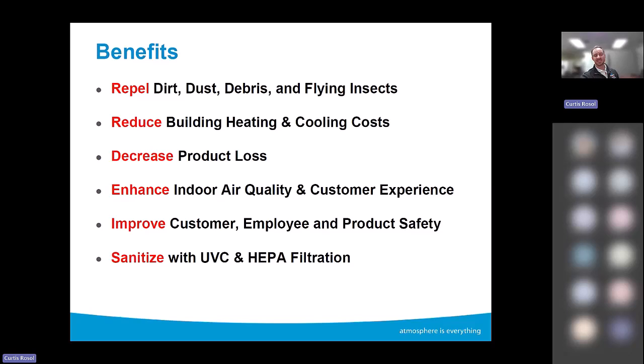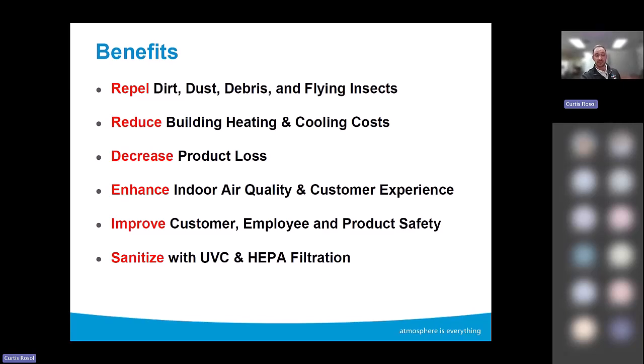We can also enhance indoor air quality and overall customer experience. That would typically be more in retail store applications, or just the overall cleanliness of that interior building space that we all work and breathe in during our everyday lives.